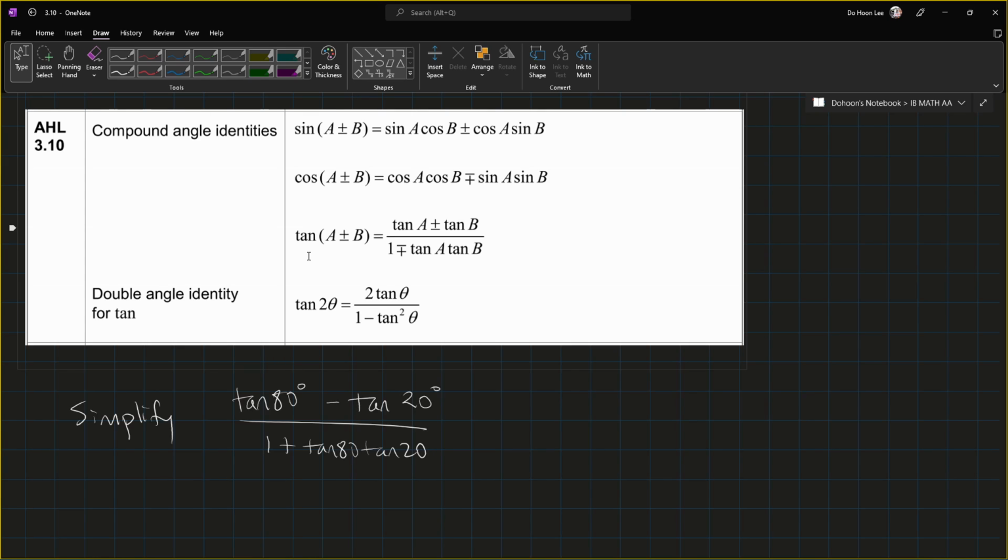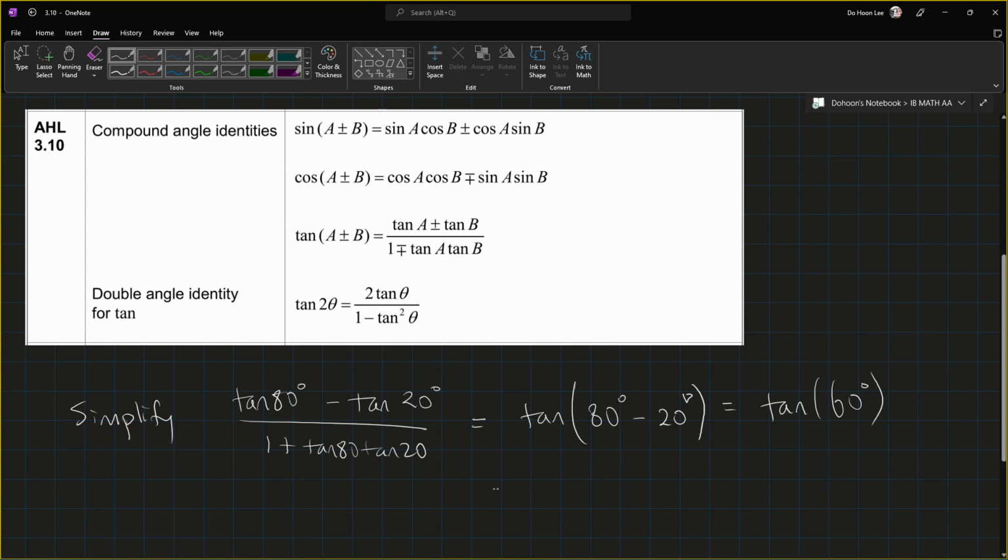Well, yeah, this is a compound angle identity for tangent. Specifically, this is the negative version of it, because it's tan 80 minus tan 20 on top, and on the bottom it becomes 1 plus tan 80 tan 20. Okay, so I can switch this into tangent. A would be 80 degrees, and this is minus 20 degrees, which is the same as tangent of 60 degrees.